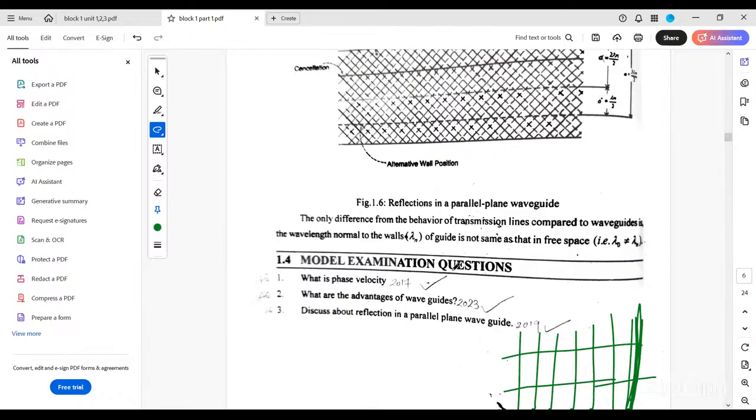From this we can expect 3 questions. These 3 questions can be extended to 5 marks questions. What is the first question? What is phase velocity? What are the advantages of waveguides? Next, discuss the reflection in parallel waveguide. These are the 3 short questions that can be expected from unit 1 in block 1. In the next class, we will see what is cutoff wavelength and rectangular waveguides, which is a 10 marks question.